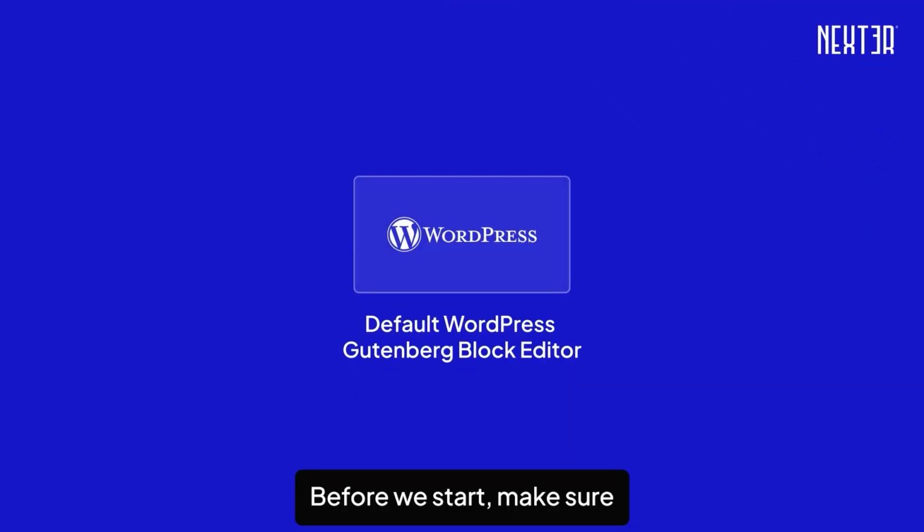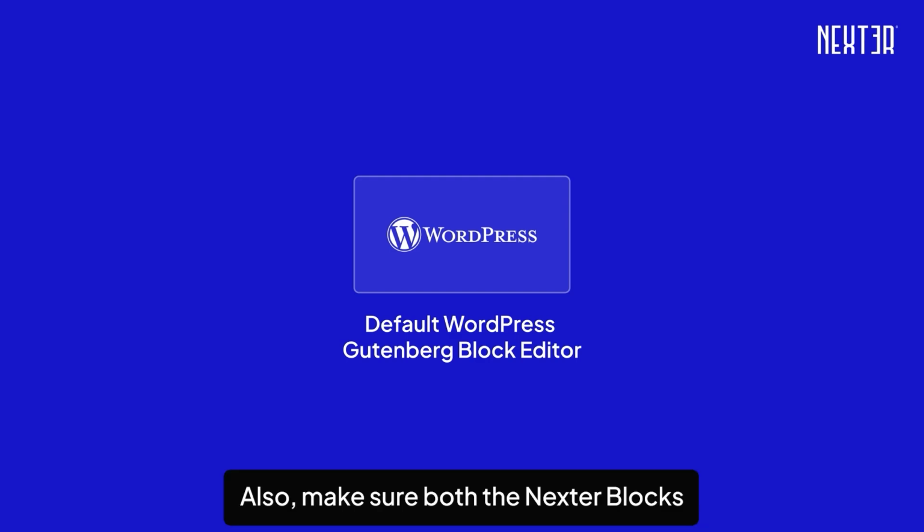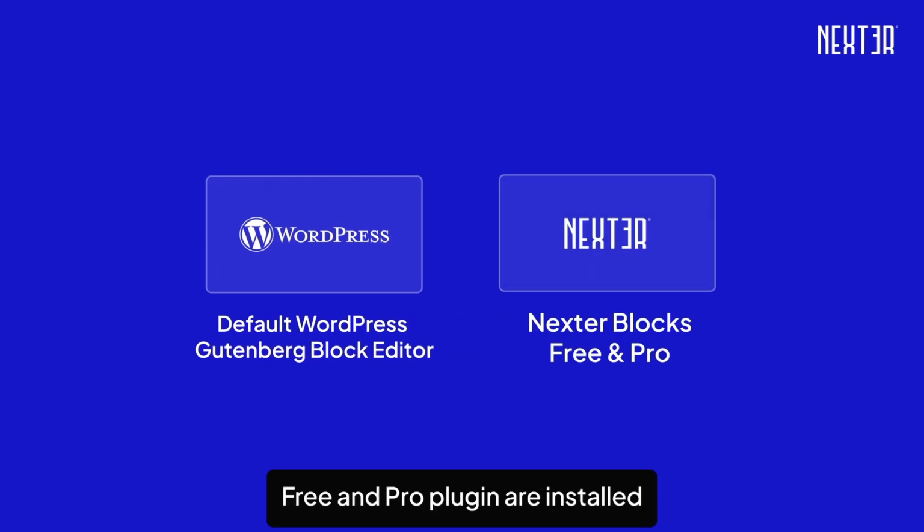So let's dive in. Before we start, make sure the default WordPress Gutenberg block editor is active on your site. Also make sure both the Nextblock Free and Pro plugin are installed and activated on your site.